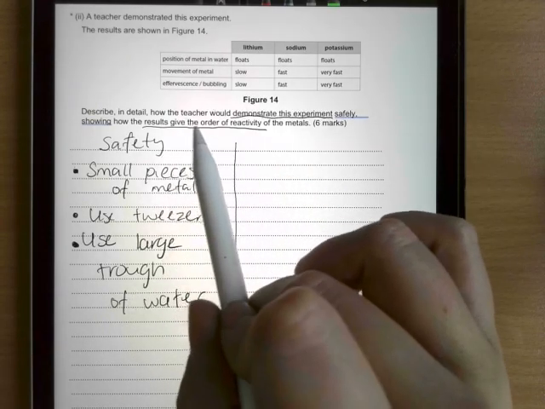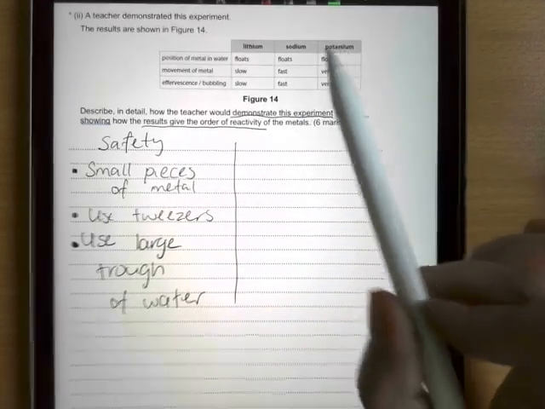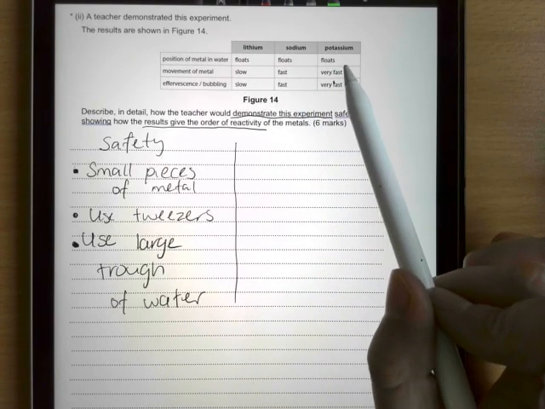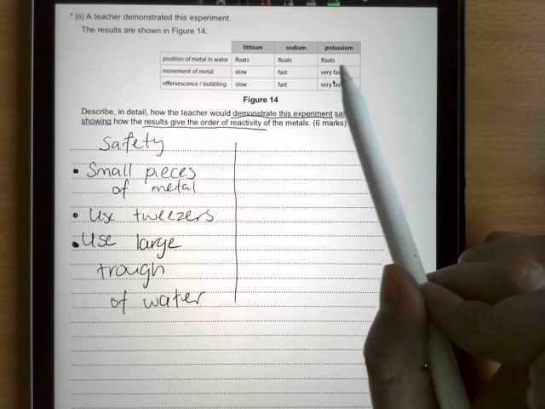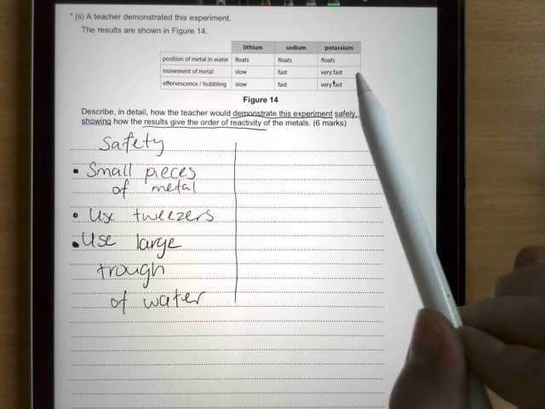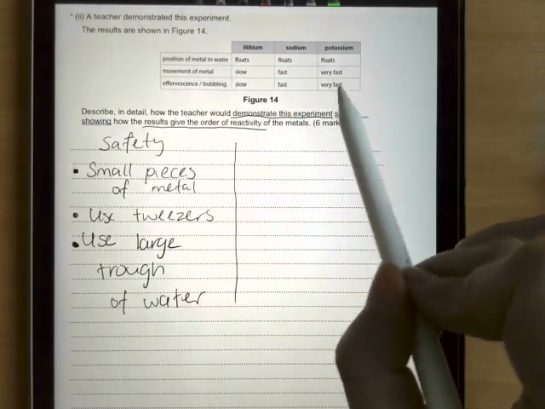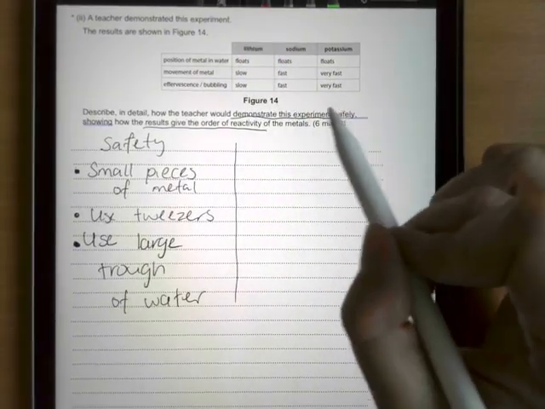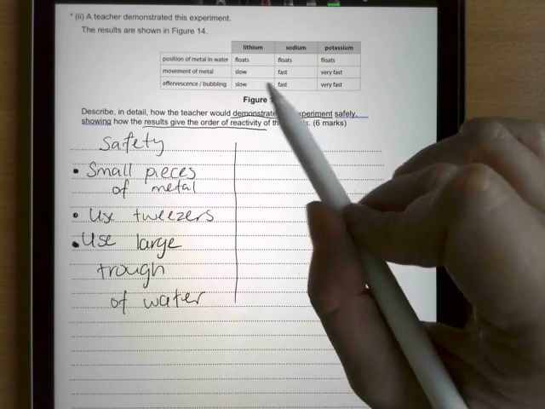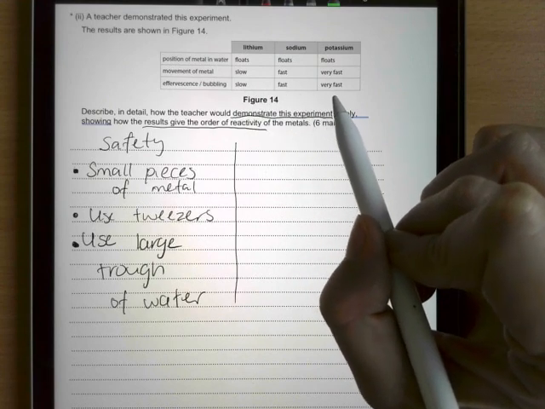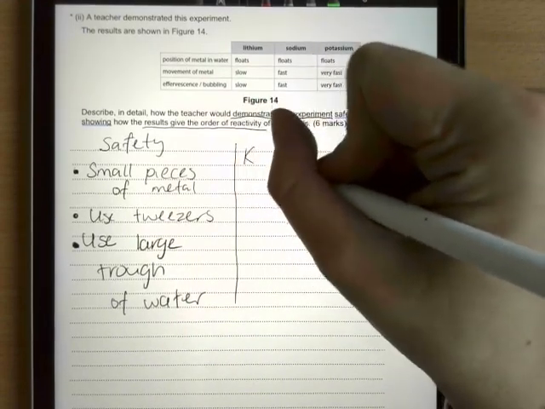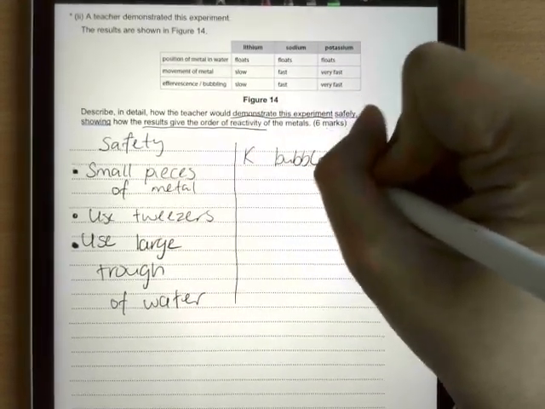Then you need to comment on how the results give the order of reactivity. So you can see for lithium, sodium, potassium, that potassium moves the fastest and it bubbles the fastest. Okay, now if you just copy the words directly from the table, unfortunately you're not going to get the mark. You have to interpret them. Okay, so I'm going from slow to fast to very fast. Which one is the fastest? Well, potassium. So I can say potassium bubbles the fastest.